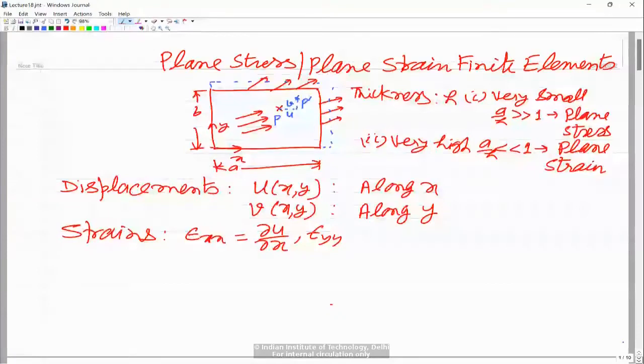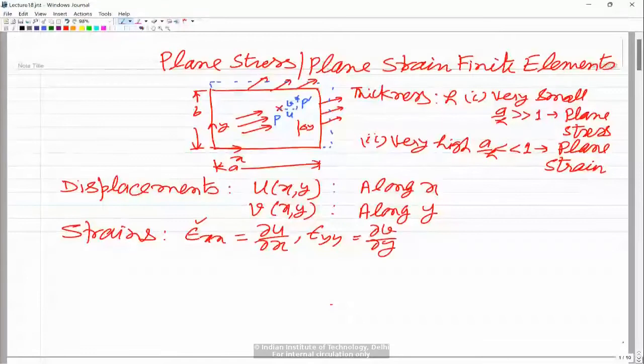Similarly, epsilon yy: if you take a line element along the y direction of length delta y, and then after the application of load, this length changes. So that change is, let us say, delta v. So delta v upon delta y, in the limit delta y tends to 0, is the normal strain along the y direction. So this is del v by del y. These we call in-plane normal strains.